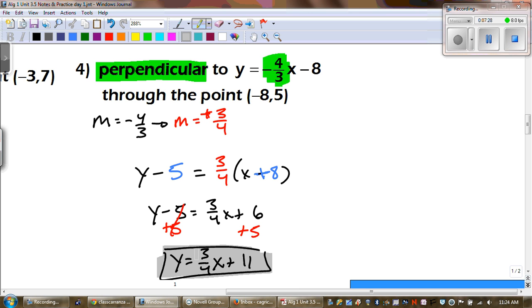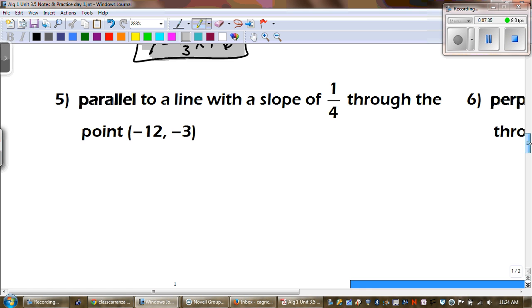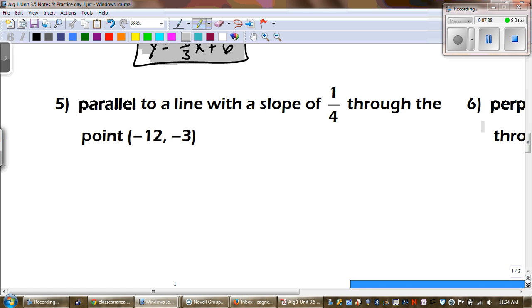You guys starting to get a hang of this? All right. Why don't you guys try to see if you can do 5 all on your own? Remember, it's parallel, and they're telling you the slope. So go ahead and pause the video, and good luck.